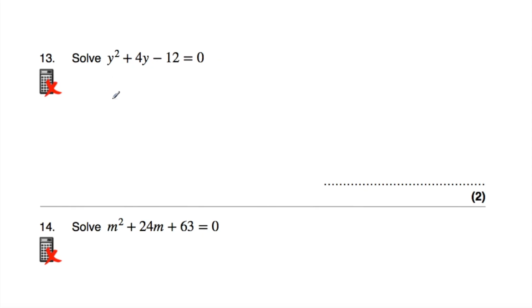So question number 13, we've been asked to solve y squared plus 4y minus 12 equals 0. So this question is a bit different than the ones we've had so far, because the ones we've had so far have just had x squareds and x's. This time we've got a y squared and a y, but we're going to use the same approach.